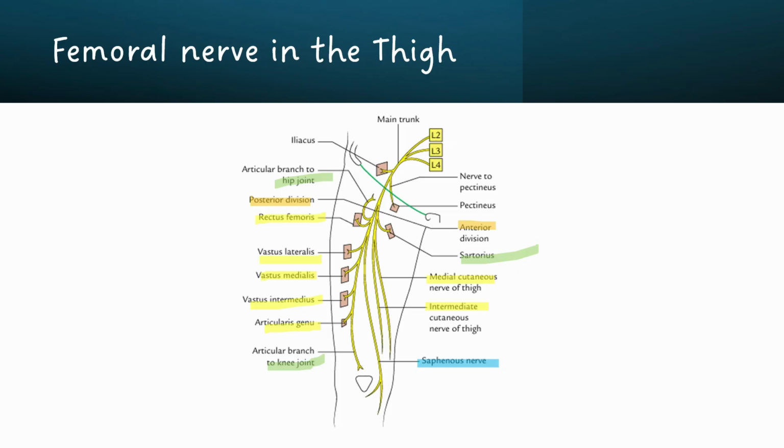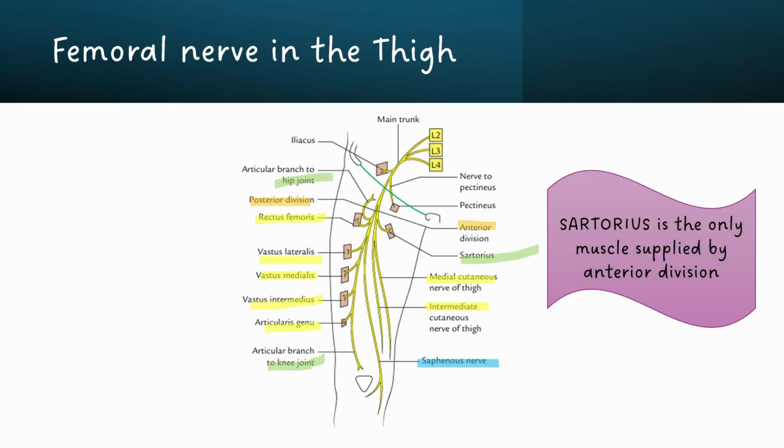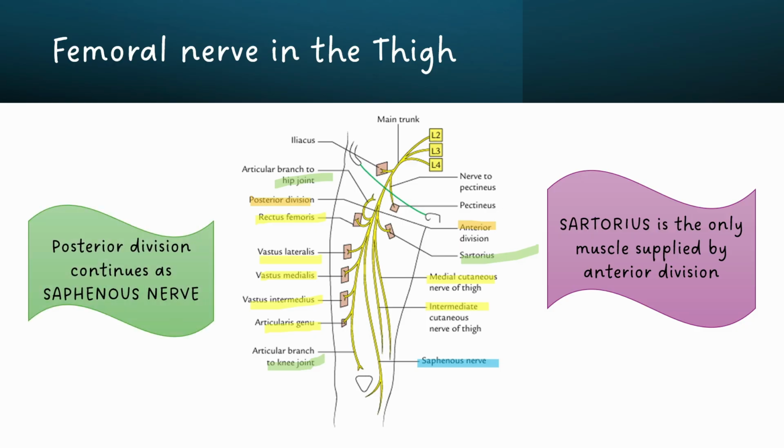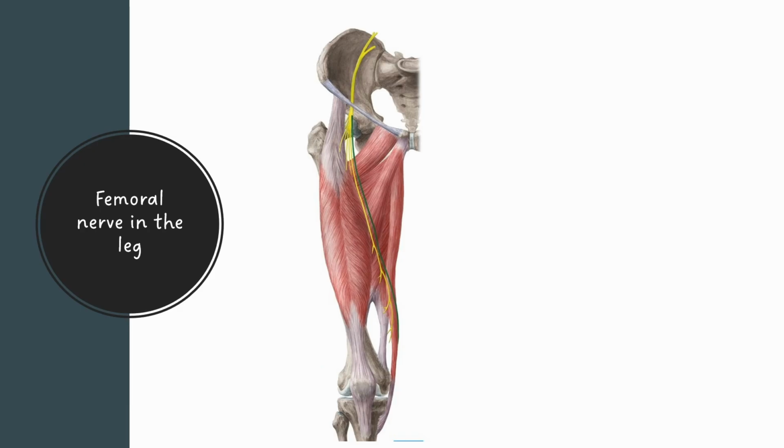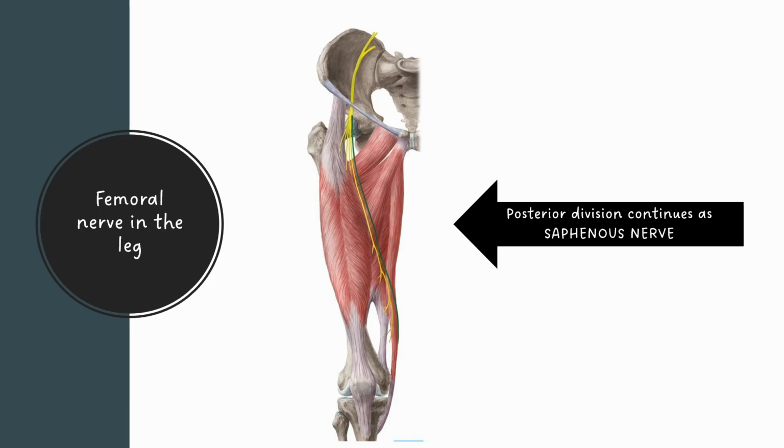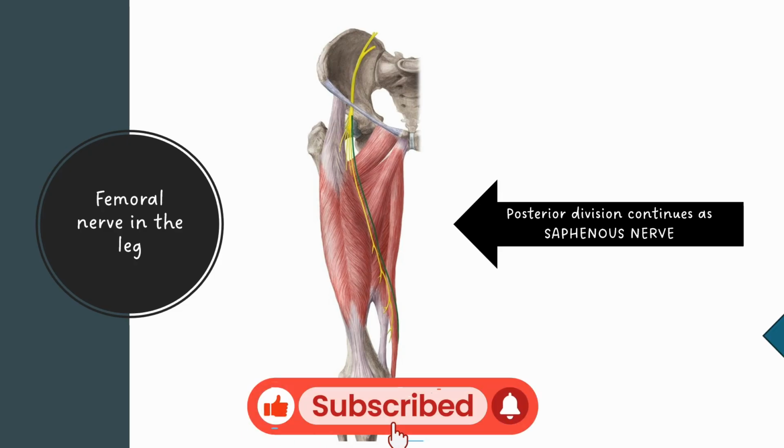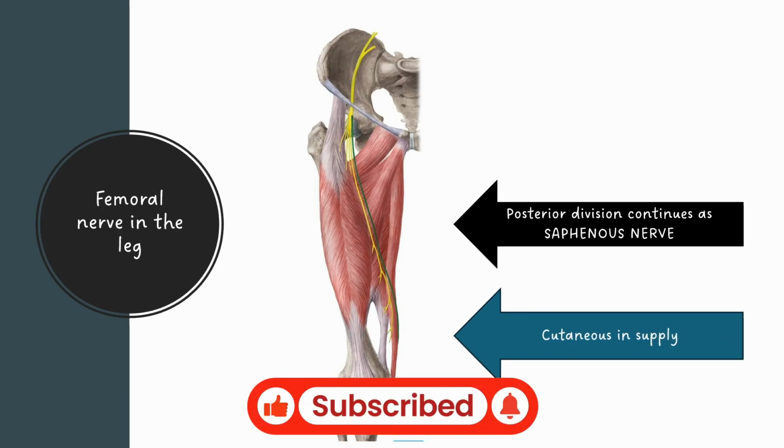So to remember, you need to remember that the sartorius is the only muscle supplied by the anterior division, and the posterior division is mainly motor, and then it continues as saphenous nerve after supplying the extensors of the thigh. In the leg, the posterior division continues as the saphenous nerve, and it is mainly cutaneous in supply.